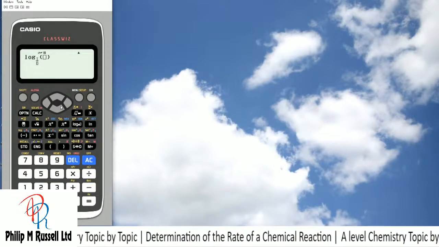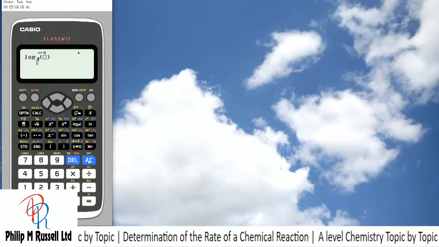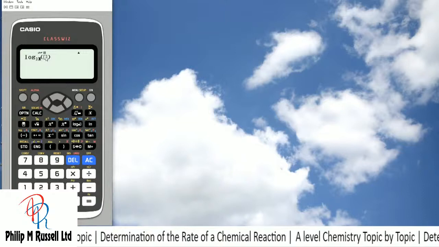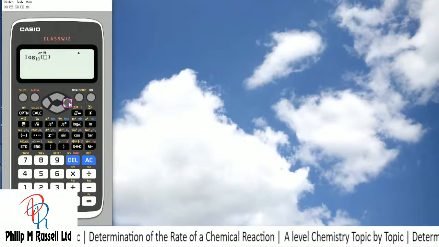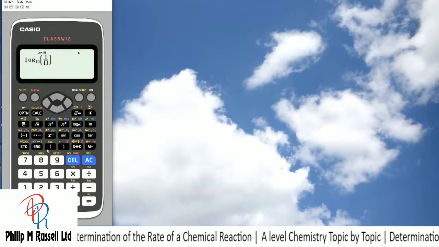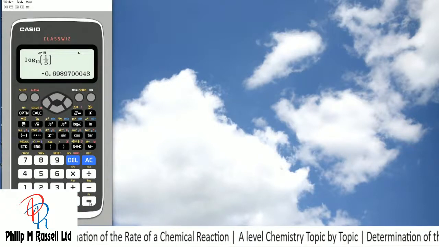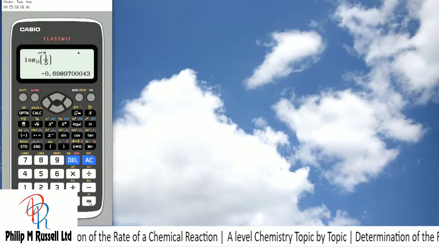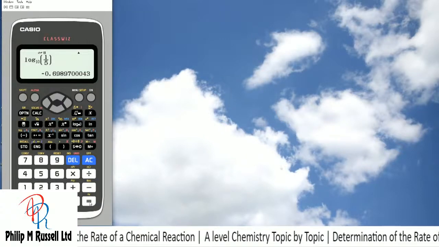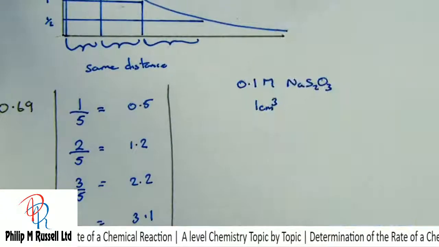1/5. That didn't help me, so let's just take it out. Log to the base 10 here, and what I want to do is put in a 5th. There we are. So the log of a 5th here is going to give me minus 0.69, and I can record that here.